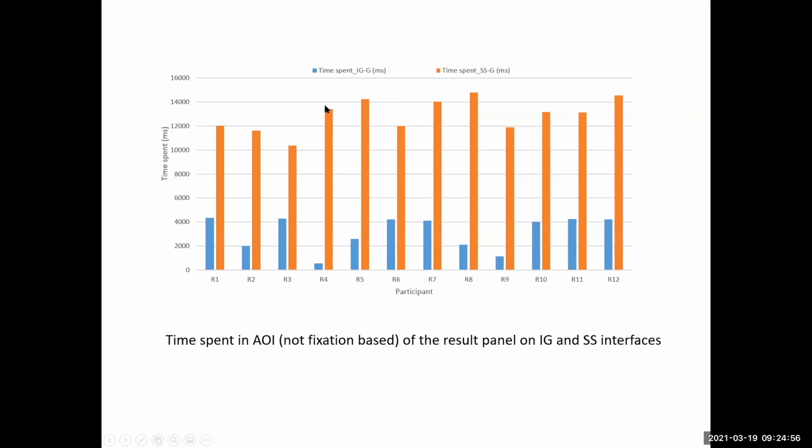Now to find the significant differences between the time spent on the recorded data, we use the Mann-Whitney U-test on the data recorded on both screens, or both interfaces. The significant differences between the amount of time spent in AOI based on raw data for both interfaces can be clearly seen in this figure.